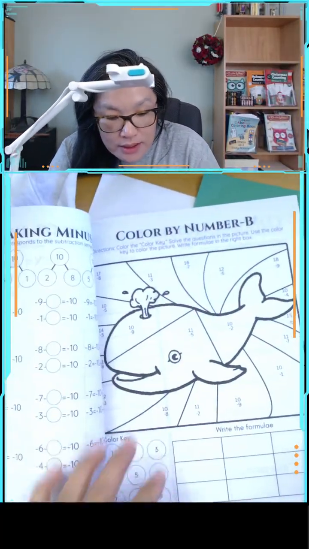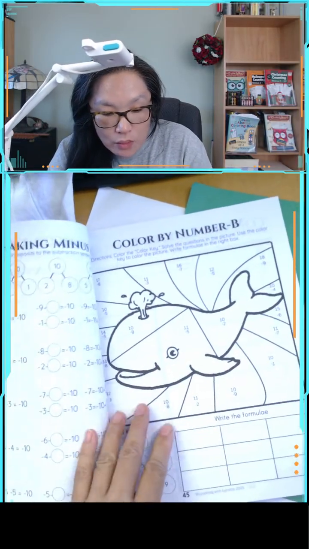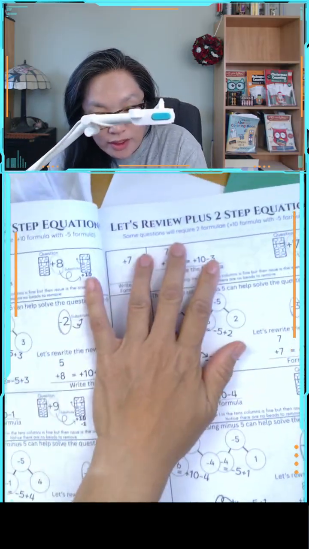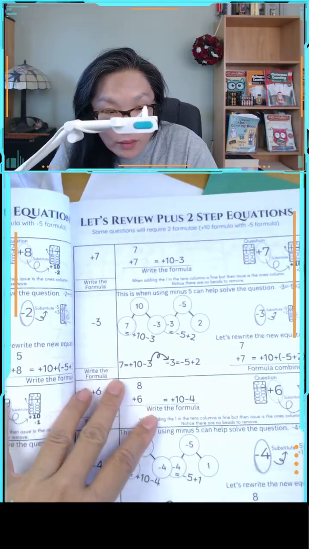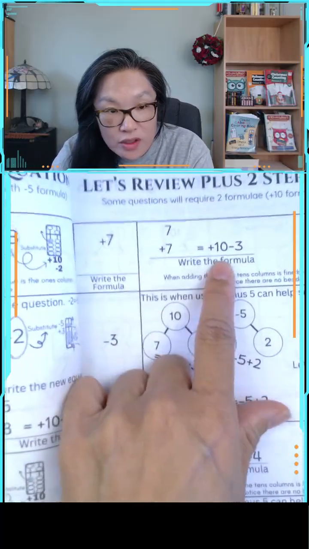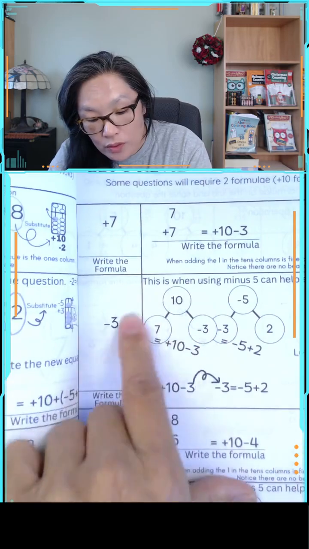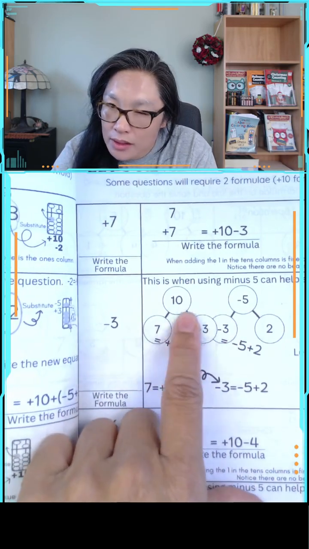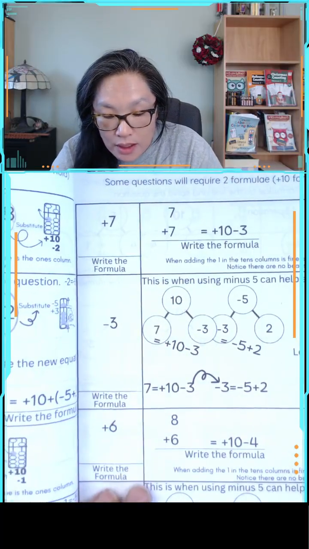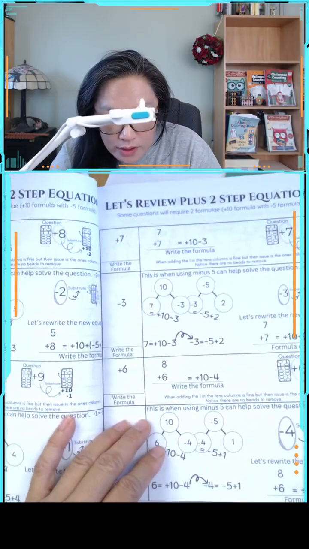So this is an abacus book for adults. We have the summary. The reason why there's a summary is to show you that there's a path. After the path, we have the plus 2-step equations. That means that you're actually going to take the two equations and combine them. So that's where we start going into the more intermediate. This is still the beginner part of the abacus, because this goes all the way to adding and subtracting up to 20.